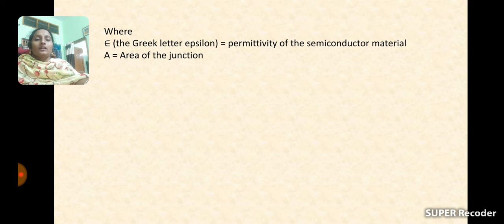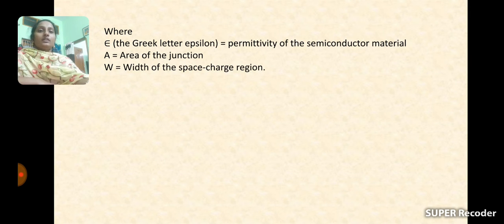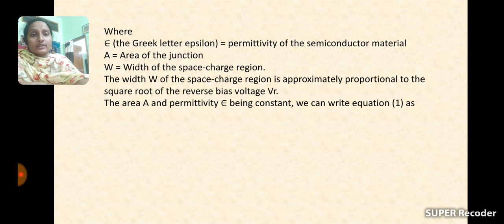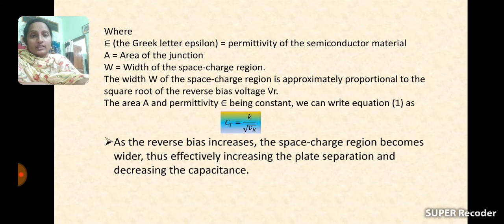And see here, where epsilon is the permittivity of the semiconductor material, A is the area of the junction, and W is the width of the space charge region. Already I told everything, but once check the slide. The width W of the space charge region is approximately proportional to the square root of the reverse bias voltage VR. The area A and the permittivity epsilon being constant, we can write equation 1 as Ct is equal to K by under root VR.